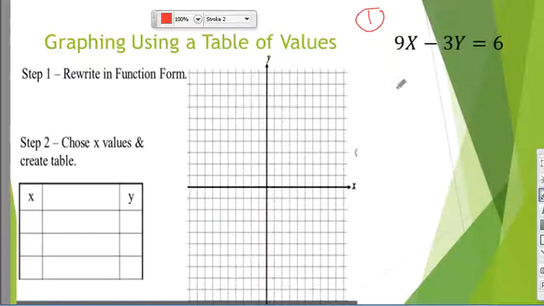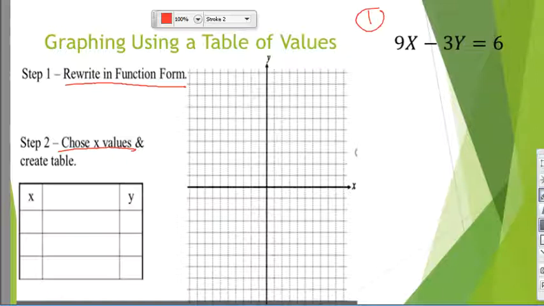So for each of these questions, I want you to solve the equation for y. Okay? And then you're going to choose some values for x. Let those inputs help you figure out what your outputs are. That'll give you some points that are on the line, and then you need to plot the points and graph your line. I'm going to help you just get started with quiz question number 1.